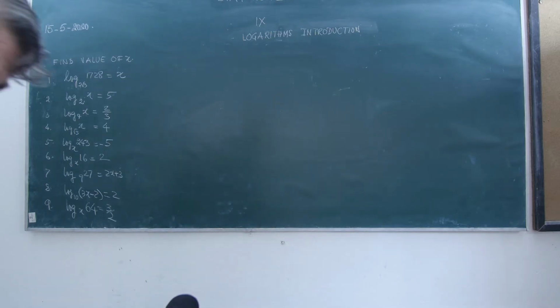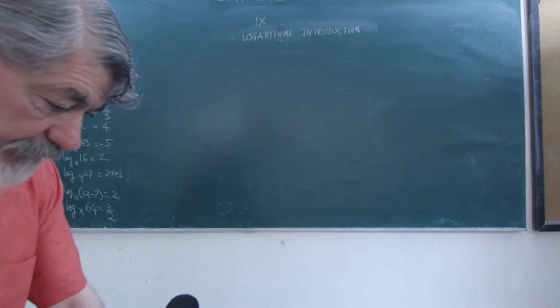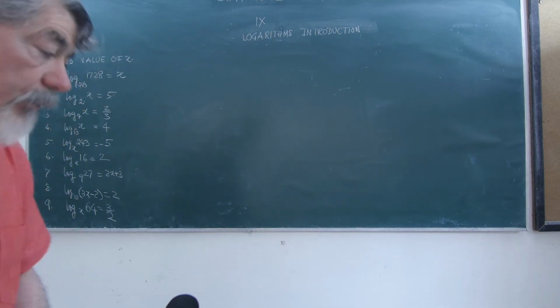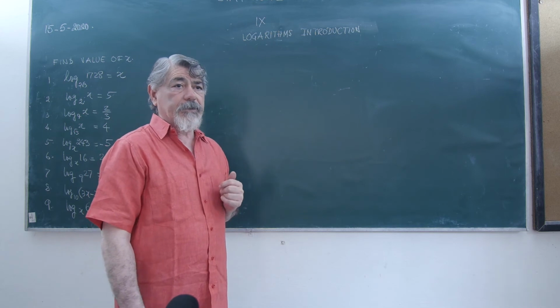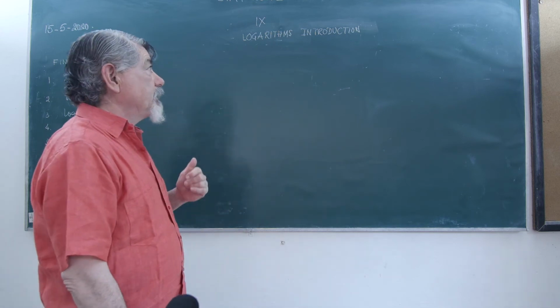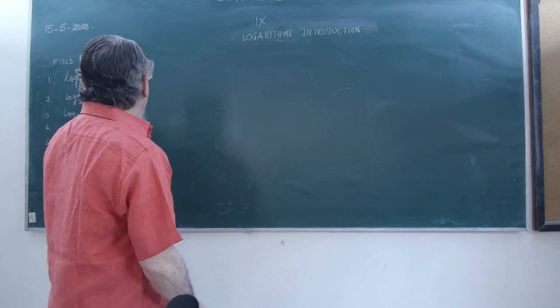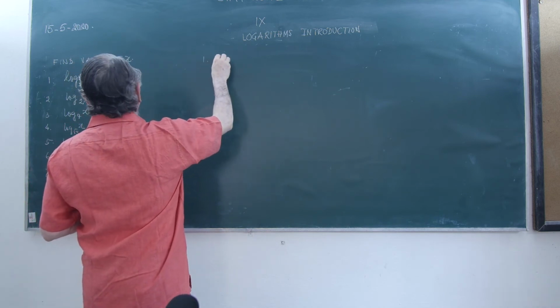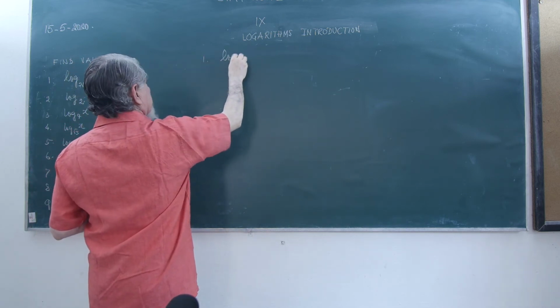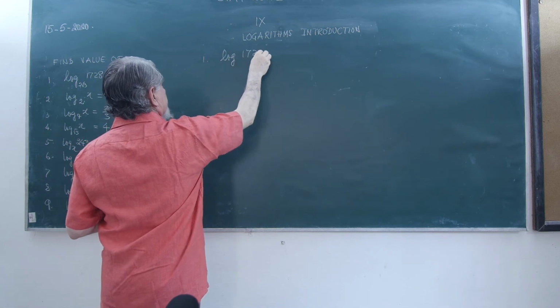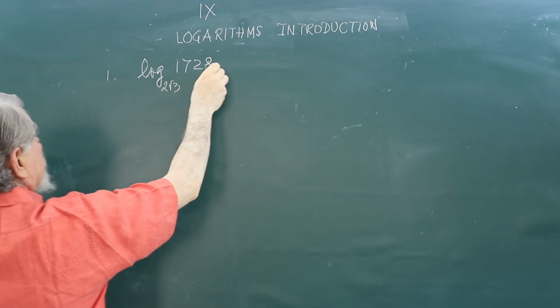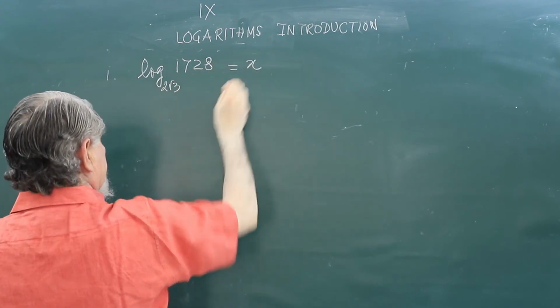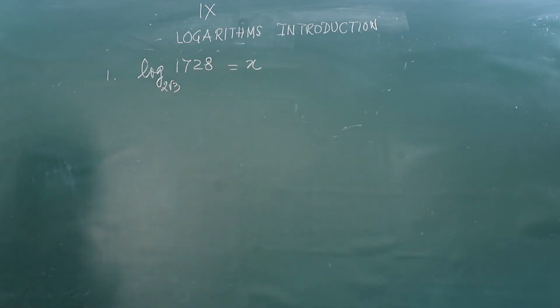Okay, we have written down some questions where certain logarithmic forms are given, and from that we have to calculate the value of x. Let's take them one by one. Question number 1 is log of 1728 to the base 2 root 3 is equal to x. We have to find out the value of x.